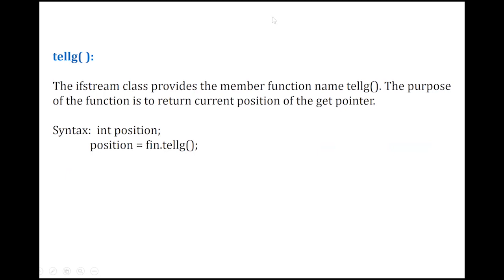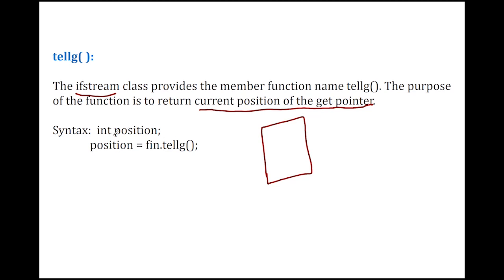Next we have the tellg method. Now what is this tellg method? The ifstream class provides the member function named tellg. The purpose of the function is to return the current position of the get pointer. Here we are not doing reading or writing, but only getting the current position. If you have opened the file, you should know where the current position of the get pointer is.